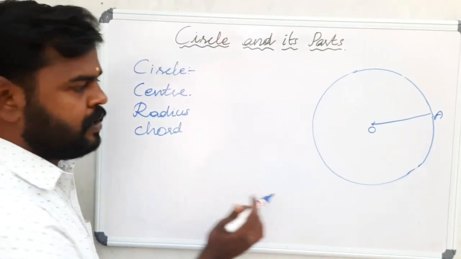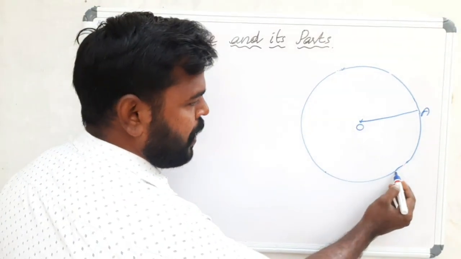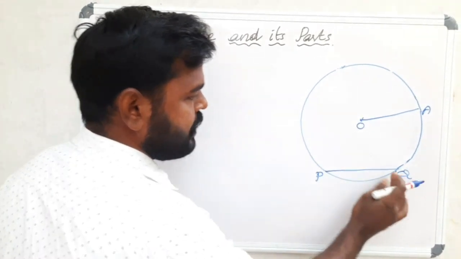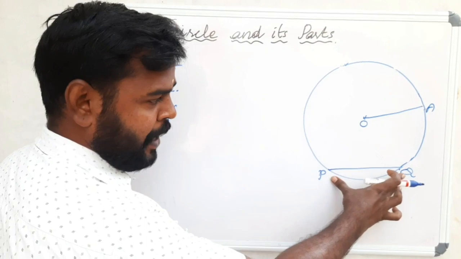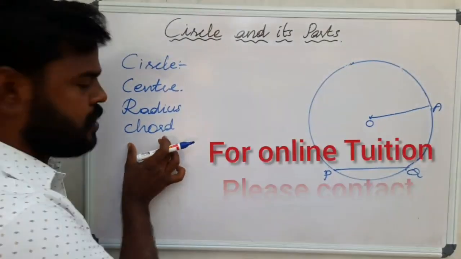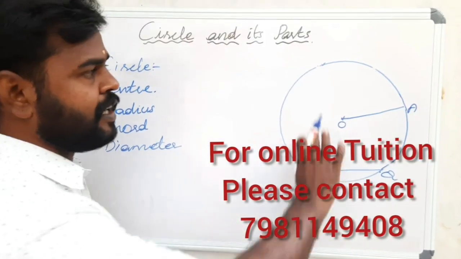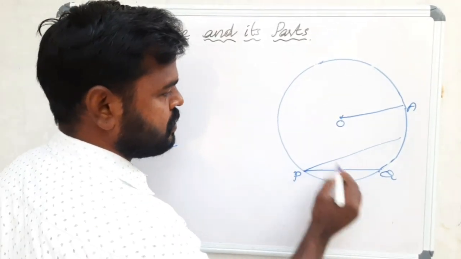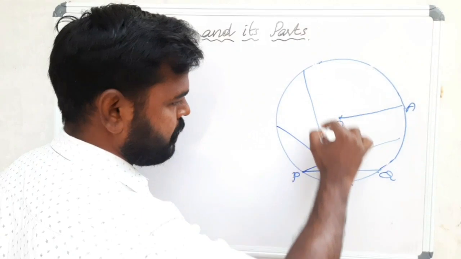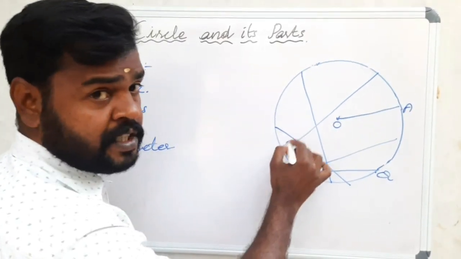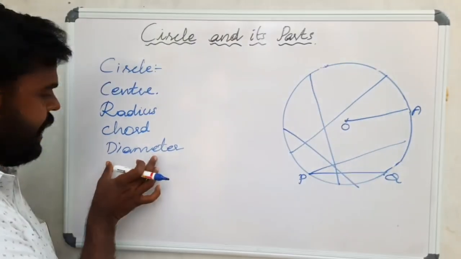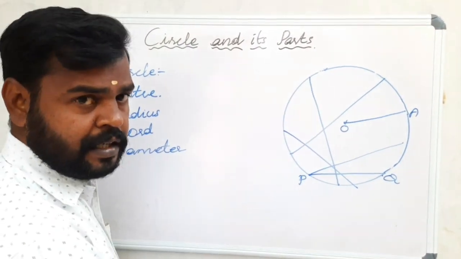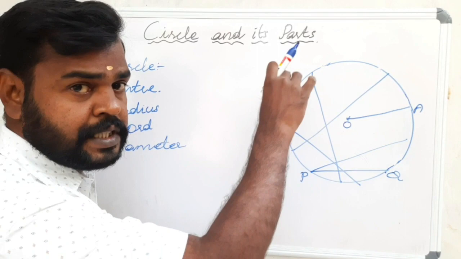Chord of the circle. Joining two points of a circle, suppose here PQ, this line segment joining two points of a circle is called a chord. There are infinite points, so we can draw infinite chords. These are all chords.